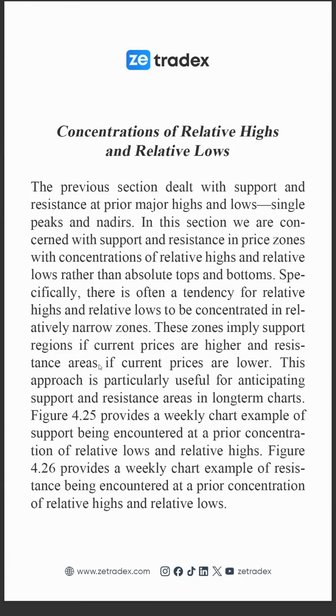Concentrations of relative highs and relative lows. In the previous section, we dealt with important support and resistance at prior major highs and lows, single peaks, and the like. But in this section, we will be concerned with support and resistance in price zones with concentrations of relative highs and relative lows rather than absolute tops and bottoms, because there is often a tendency for relative highs and relative lows to be concentrated in relatively narrow zones. These zones imply support regions if current prices are higher, and resistance areas if current prices are lower. This approach is particularly useful for charts.